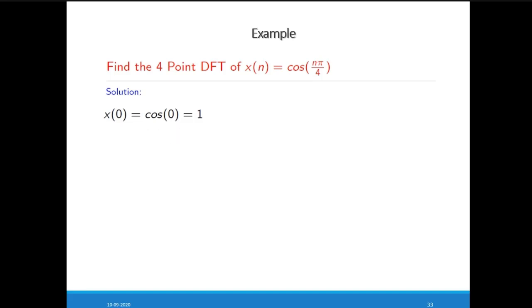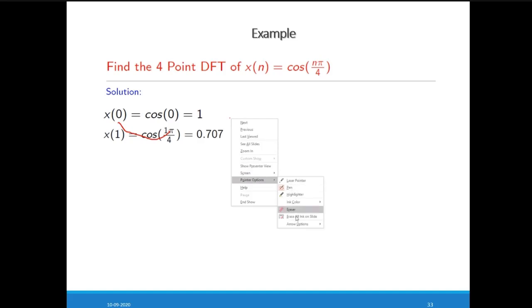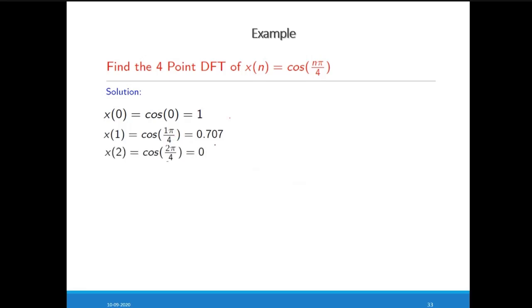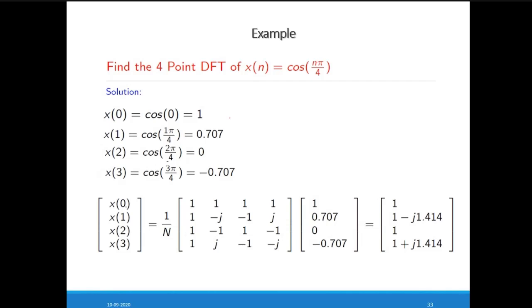So cos 0, here first n is equal to 0. When n is equal to 0, cos 0 will give you the answer 1. Then x of n, where n is equal to 1, cos of 1 times pi by 4, or simply pi by 4, will give you 0.707. Then x of 2 will give you cos of 2 pi by 4, the answer is 0. Last one, x of 3, cos of 3 pi by 4, is equal to minus 0.707. So this is the solution for this.